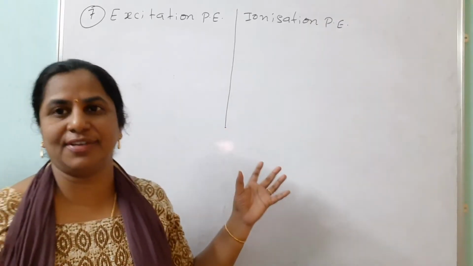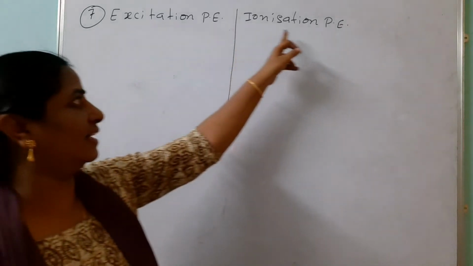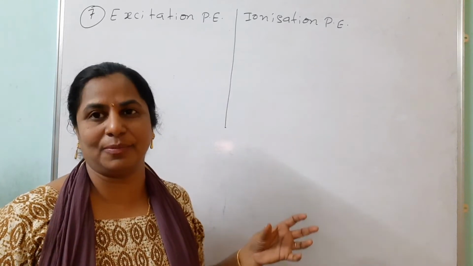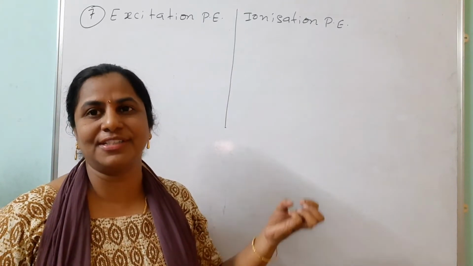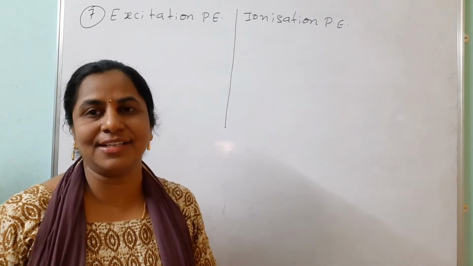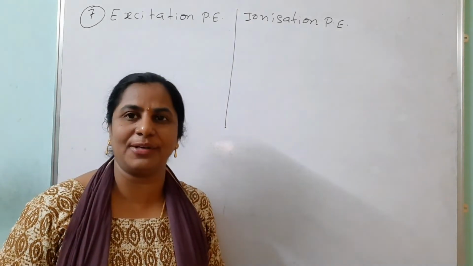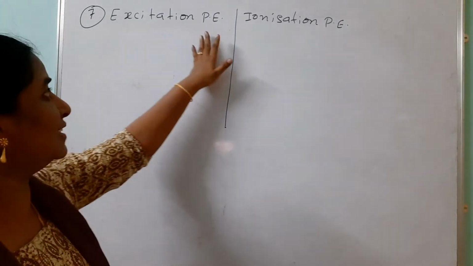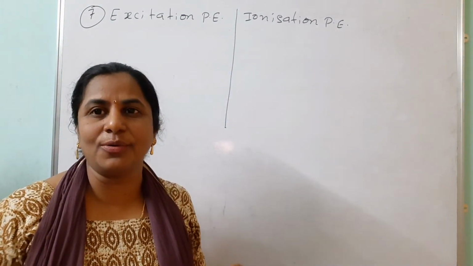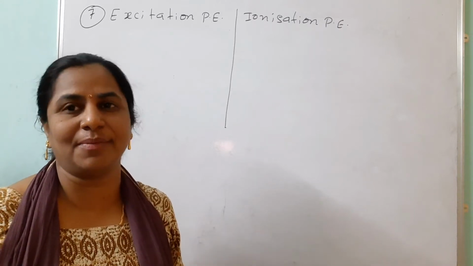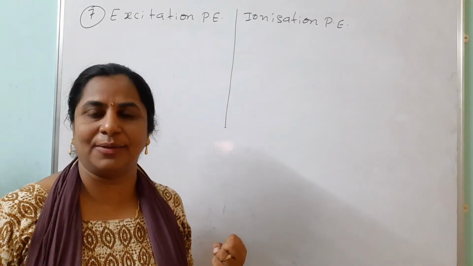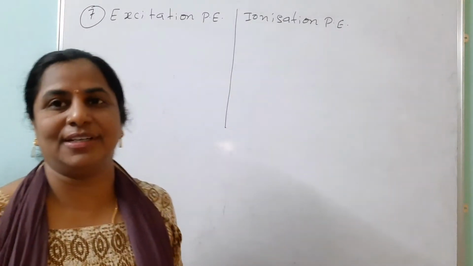Then, the difference between excitation potential energy and ionization potential energy. Excitation potential energy means the electron is jumping from one orbit to another orbit. It requires energy. So the energy required to jump the electron from one orbit to another orbit is called what? Excitation potential energy. Like that, what is the ionization potential energy? We want to remove the electron from the atom, we require some energy. So the minimum energy required to remove the electron from the atom is called the ionization potential energy.